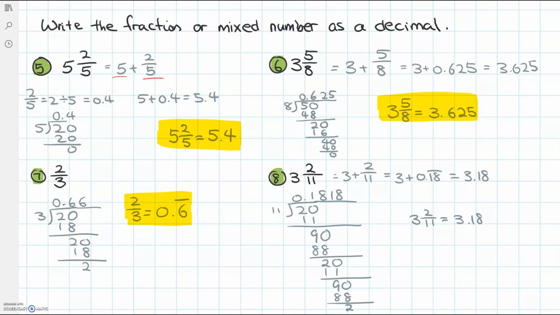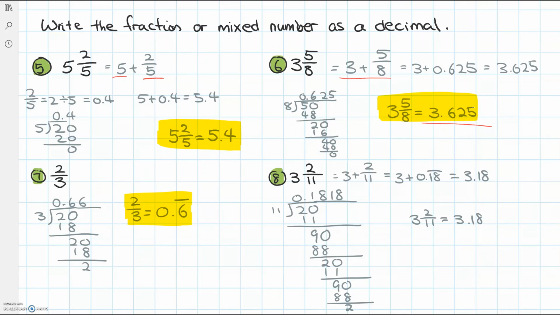For the second fraction, the first thing I want to do is the same. I split up 3 and 5 over 8. Then I go ahead and do 5 divided by 8, and I get 0.625. So 3 and 5 over 8 equals 3.625.